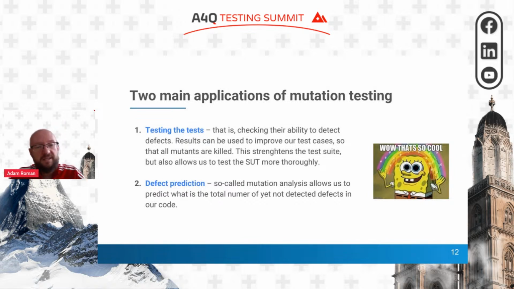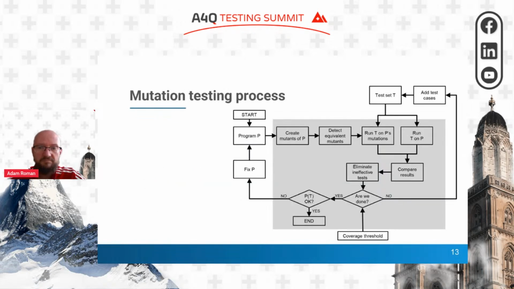But the second application of this technique is in software defect prediction. We can use mutation testing to predict, to estimate the actual number of remaining defects in the code. It's a relatively simple method for defect prediction, and I will talk about it later at the end of this presentation.